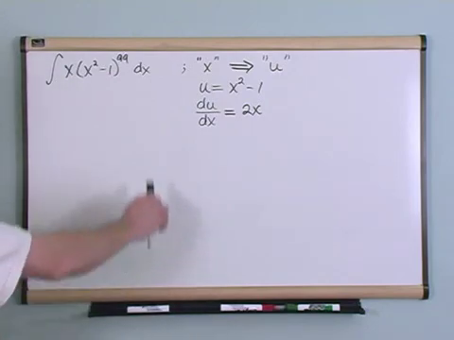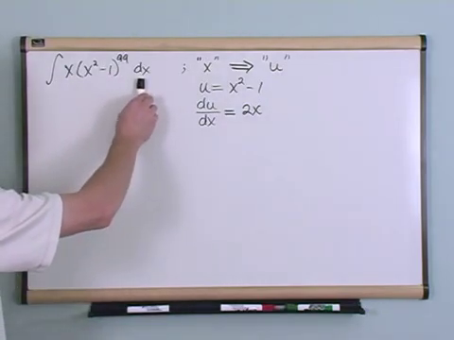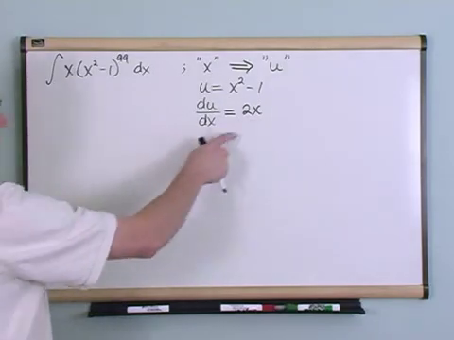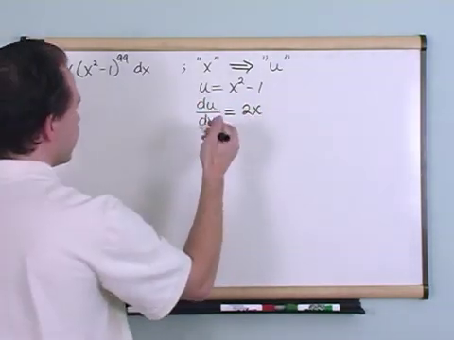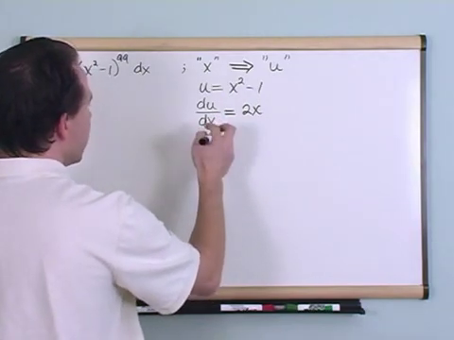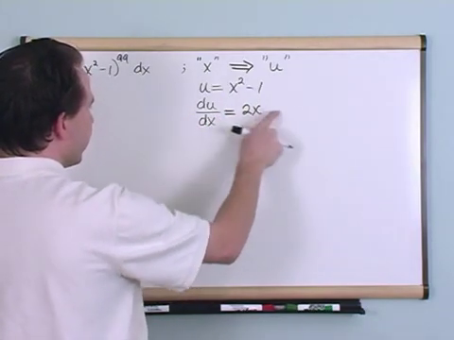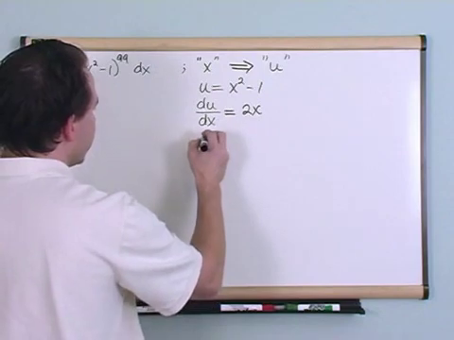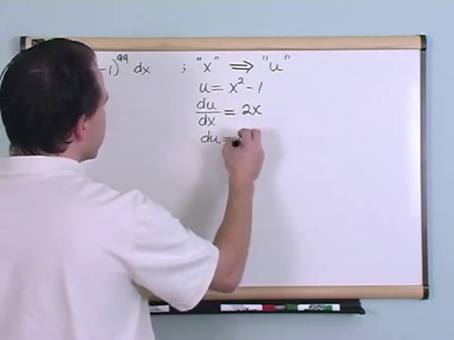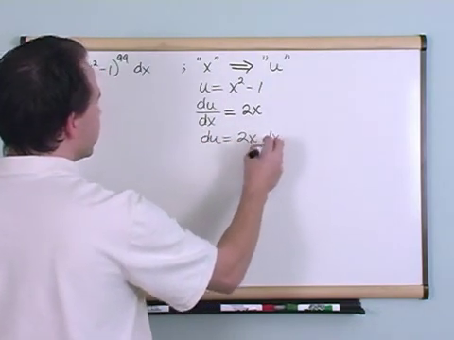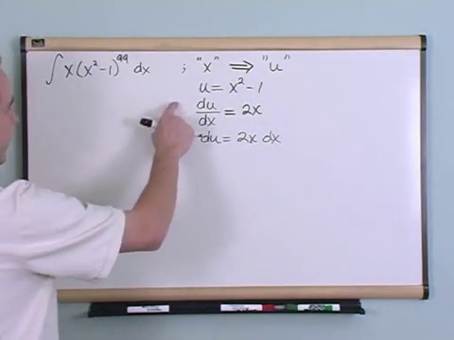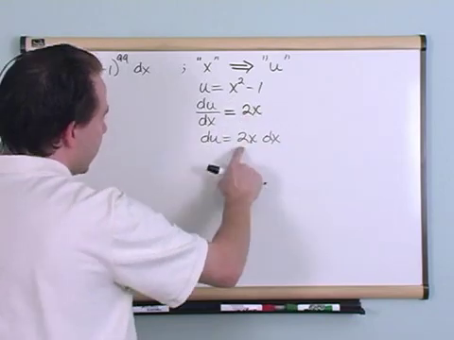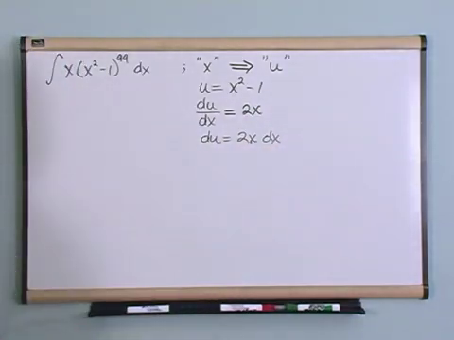Now, in the original problem, I have a dx, okay? And so I need to solve this relation that I just found for dx. Okay, so let's do this. If I multiply both sides of this equation by dx, what I'll get is du is equal to 2x dx. The only thing I did here is multiply the left side by dx, so then they cancel. And then the right side by dx is what I have over here.